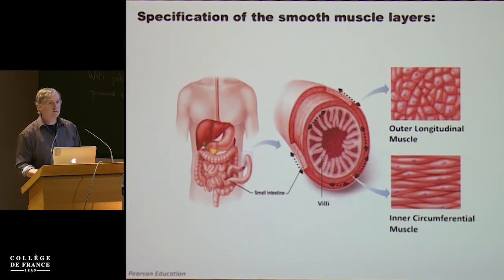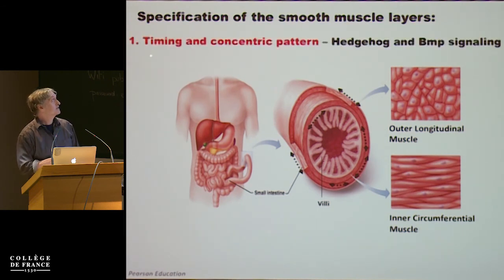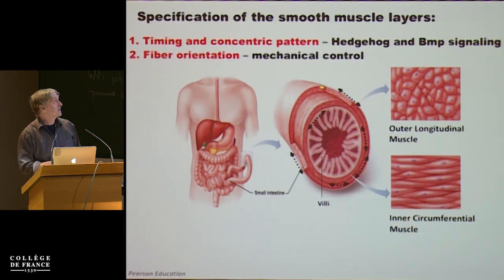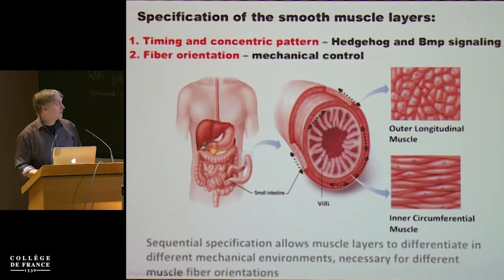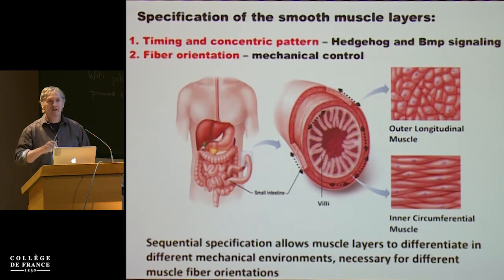There are a lot of details, obviously, we want to work out, but the timing and concentric pattern comes from this gradient of hedgehog being an inducer, BMP signaling, and the cascade where the first layer inhibits it, secretes noggin, allowing another layer to form. And then there's the mechanical control of the fiber orientation of the second layer. And, in both cases, the sequential specification is necessary to get the layers to form correctly and one after another and to have different orientations.